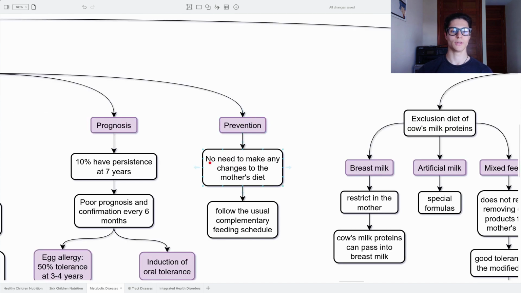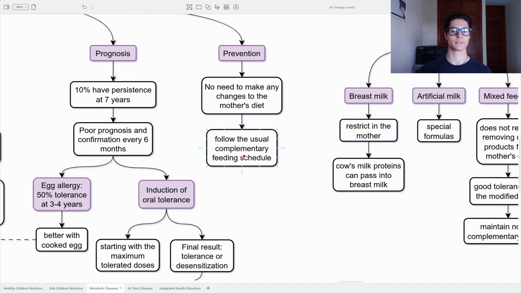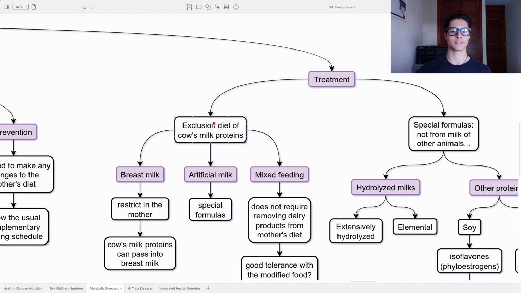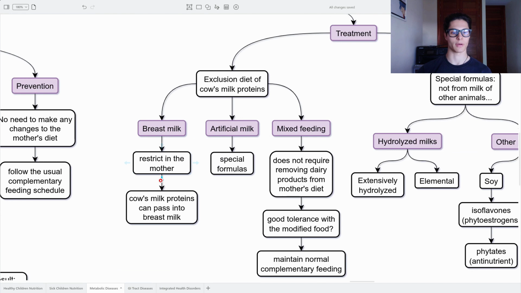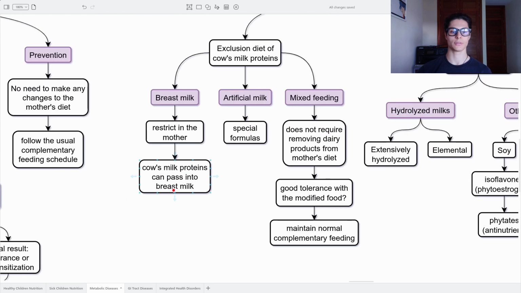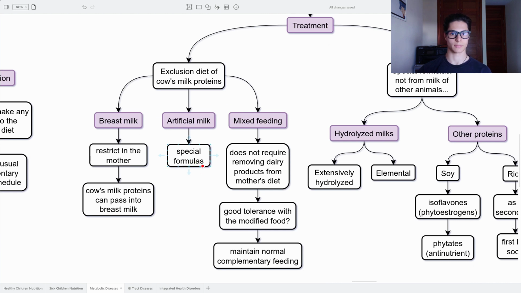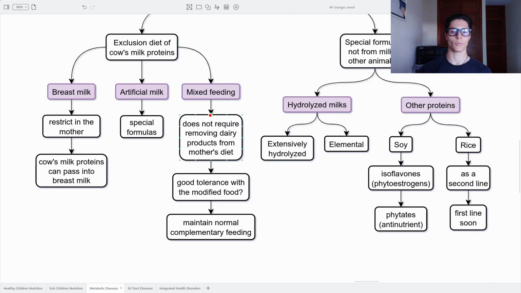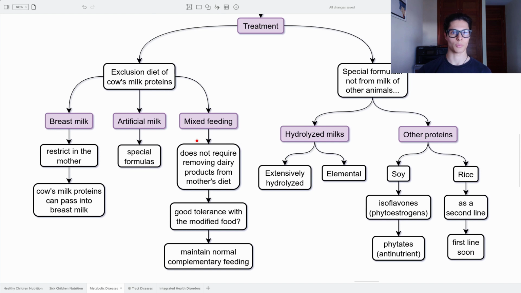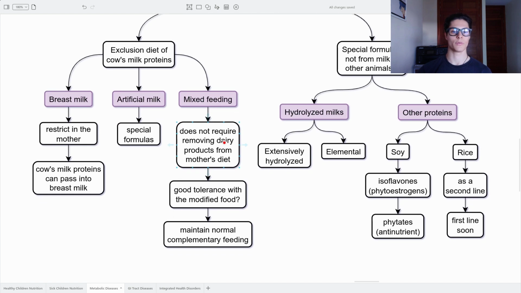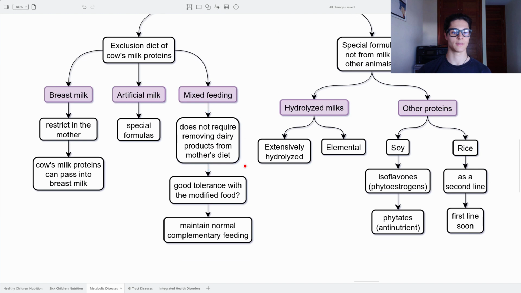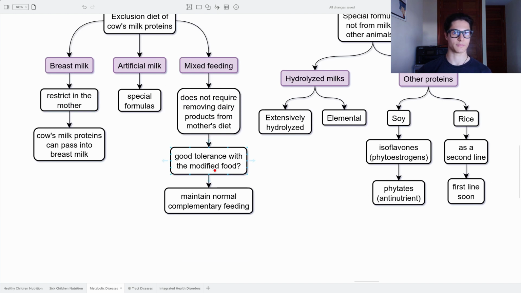And the prevention, no need to make any changes to the mother's diet. And we have to follow the usual complementary feeding schedule. The treatment is the exclusion of cow's milk proteins from the diet. Breast milk, restricting the mother. Cow's milk proteins can pass into the breast milk, so be careful with that. The artificial milk, special formulas without those proteins. And mixed feeding, so after we introduce the complementary nutrition, does not require removing dairy products from the mother's diet. And if there is a good tolerance with the modified food, we have to maintain the normal complementary feeding.